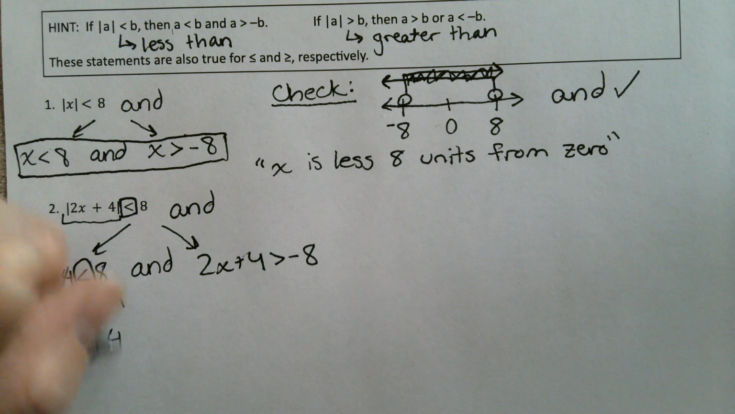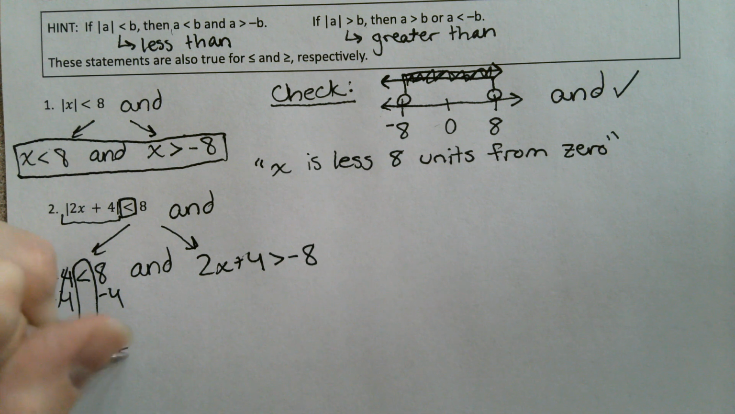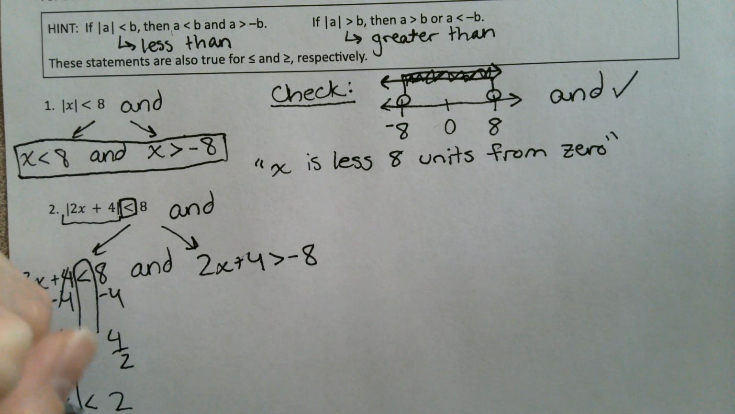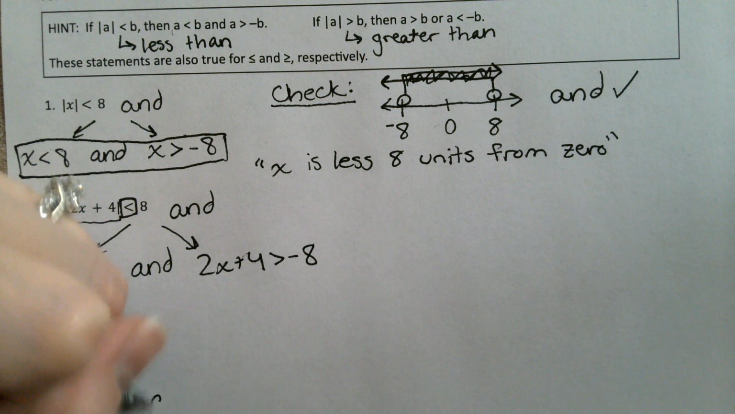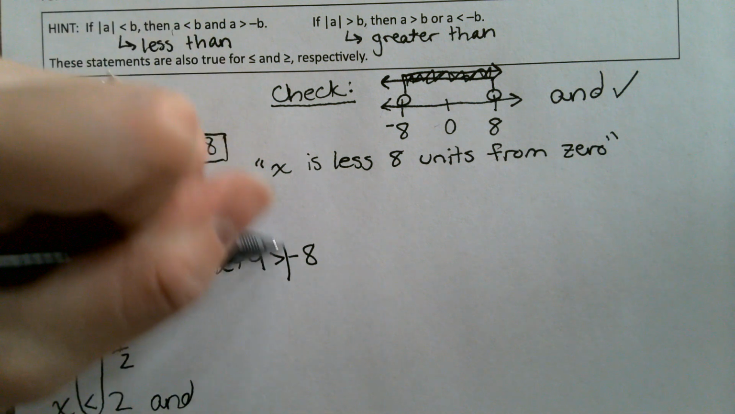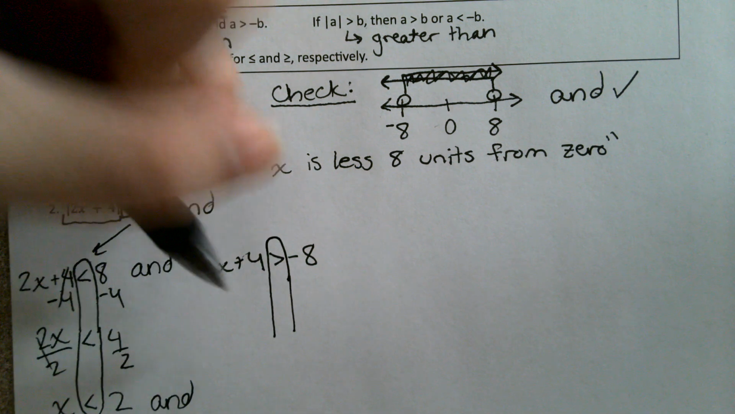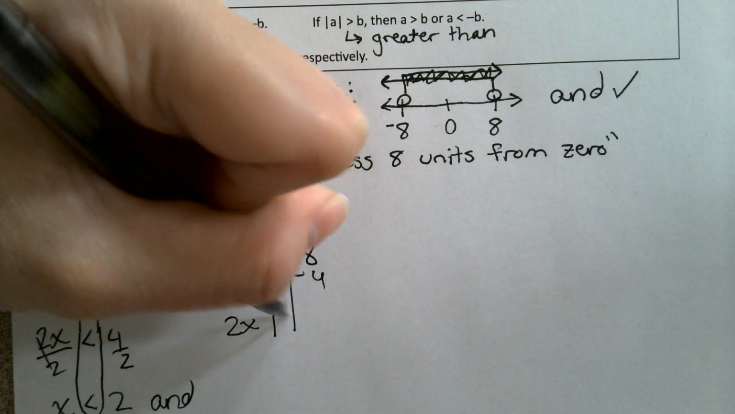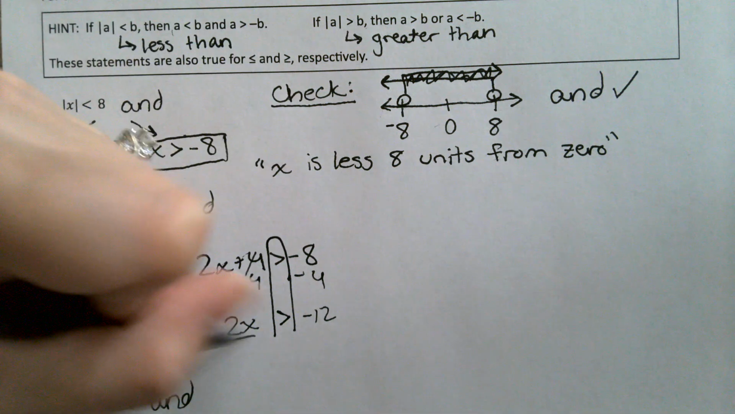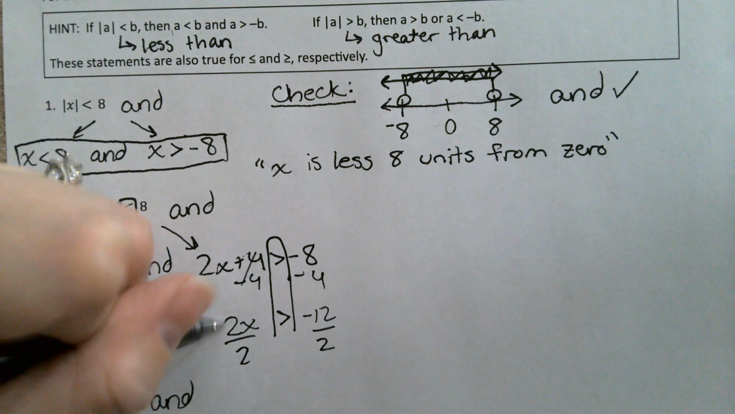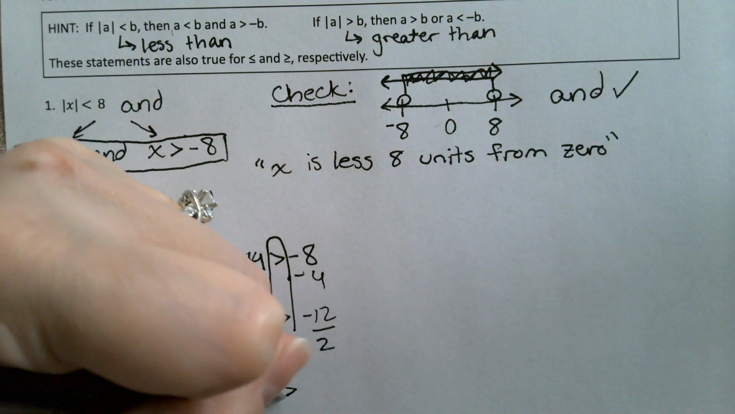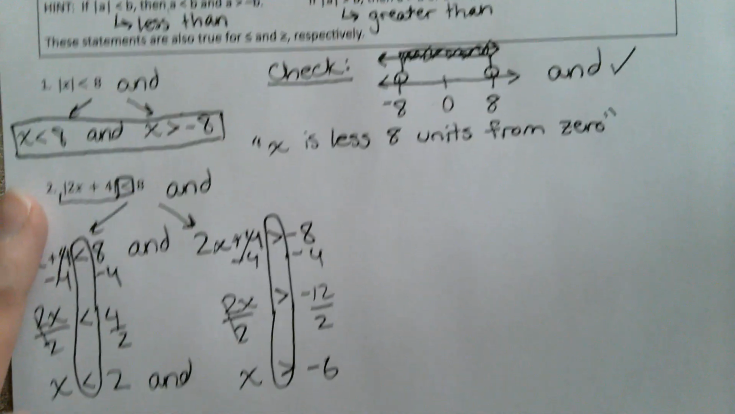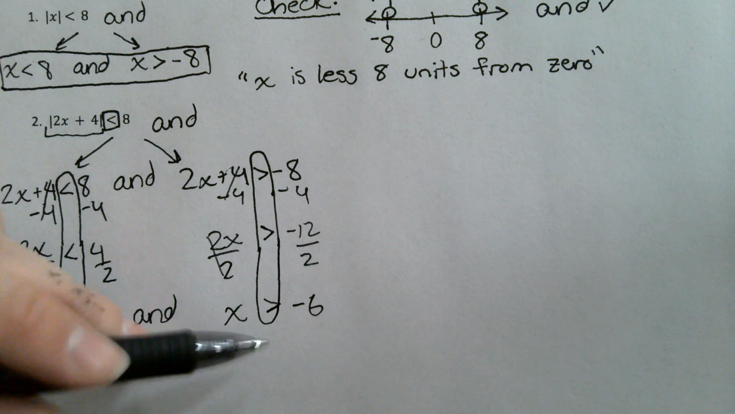2x is less than 4. Divide by 2. X is less than 2. And solve one more time. Subtract 4 on both sides. 2x is greater than negative 12. Divide by 2. X is greater than negative 6. So these are the two answers that I got.